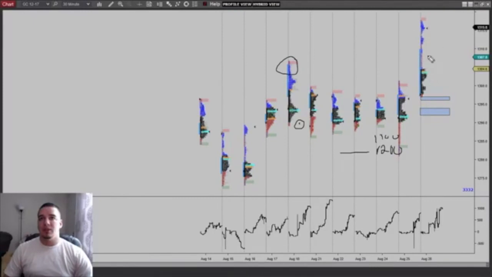I mentioned it earlier this morning as well to the members of the room. 1310 to 1325 short-term targets for gold. Okay, those are my short-term targets for gold. 1350 now. If we could get to 1350, we've got to start asking the question of where are we going to go from here, right?